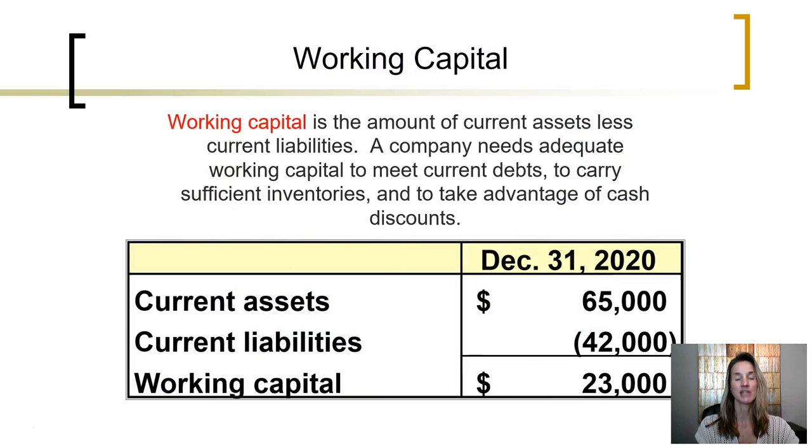Working capital is the amount of current assets less current liabilities. A company needs adequate working capital to meet current debts, to carry sufficient inventories, and to take advantage of cash discounts.